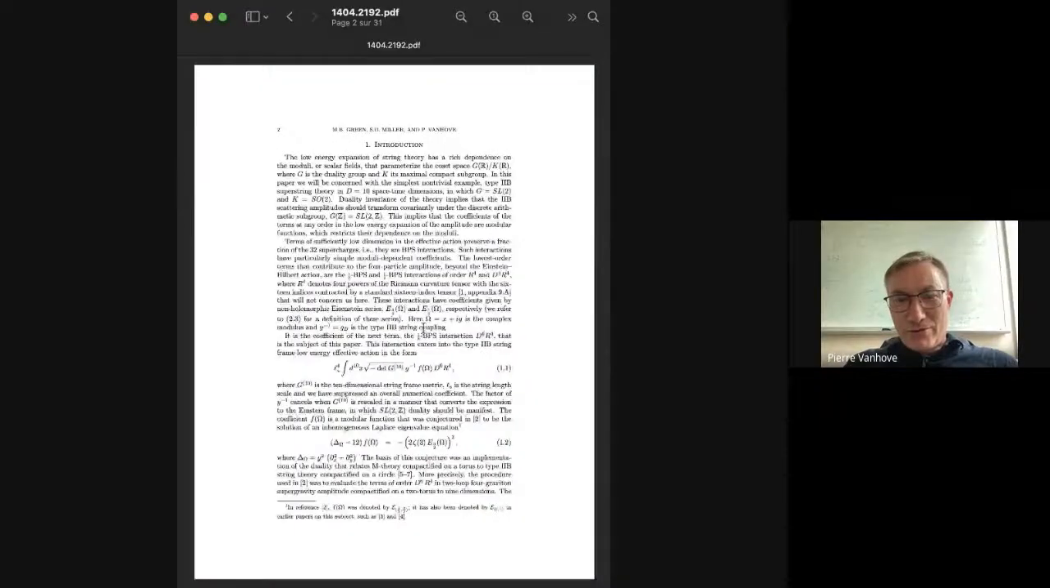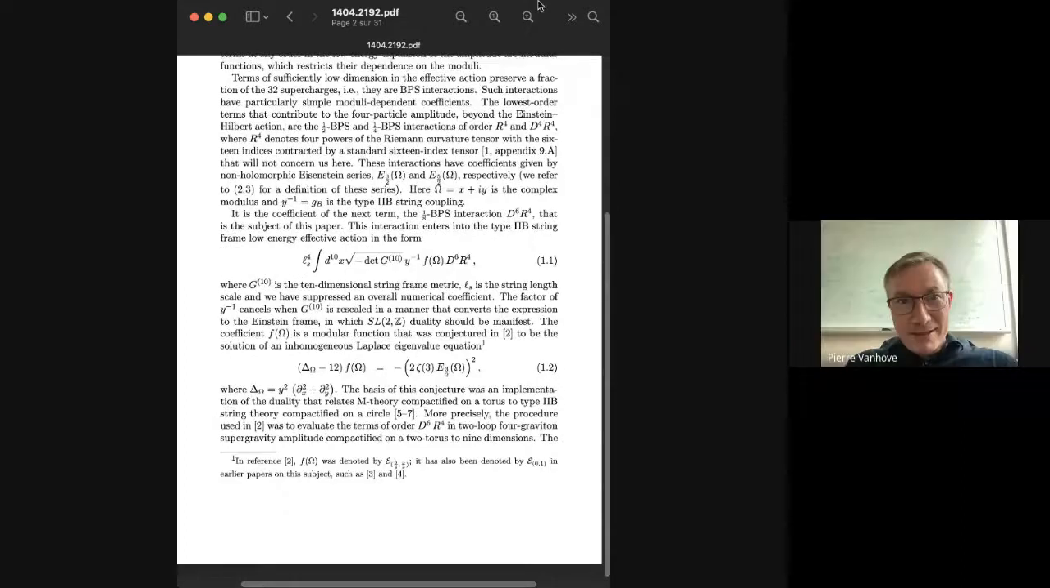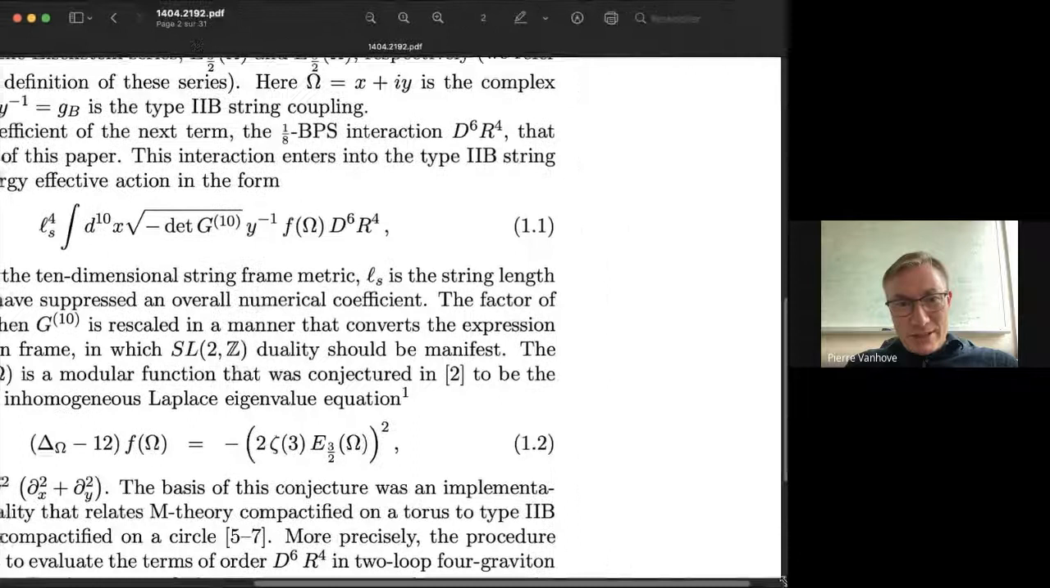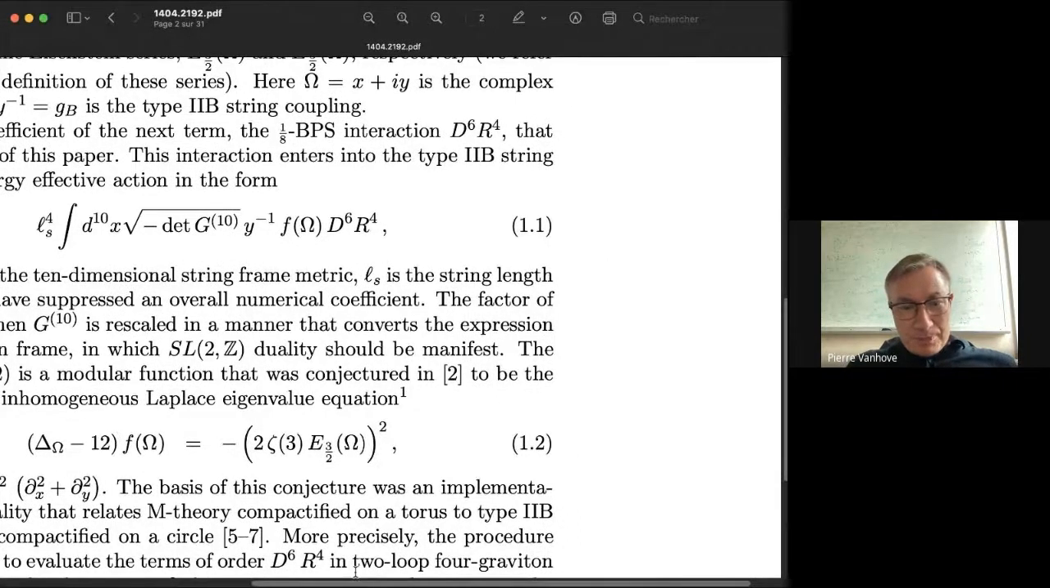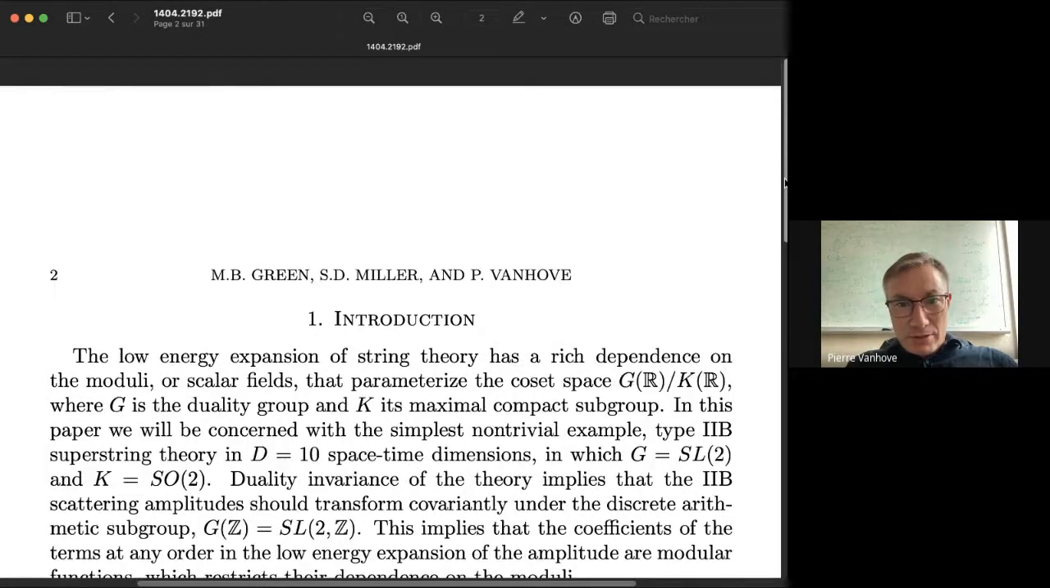So the formula is like this. Can you make it bigger? Yes. So this is the usual harmonic Laplacian, and then this is the standard non-holomorphic Eisenstein series, which is defined.